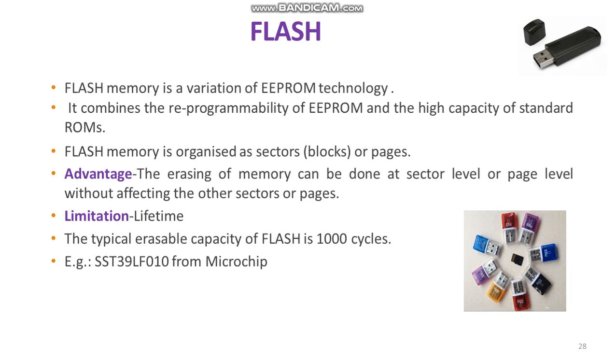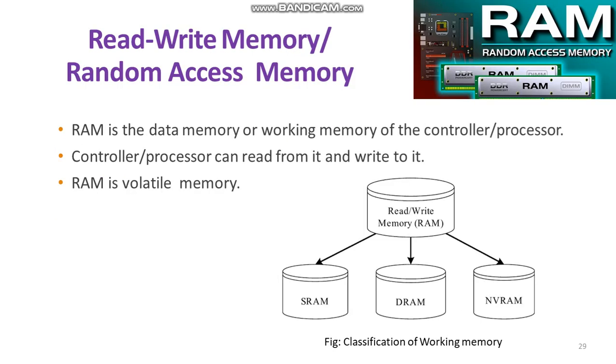The next concept is the random access memory, or read-write memory. It is classified into three types: SRAM, DRAM and NVRAM. The RAM is the data memory or working memory of the controller or the processor, from which it can read or to which it can write. RAM is volatile, that is, when the power is turned off, all the contents are destroyed. So let us see one by one the classification of this working memory: SRAM, DRAM and NVRAM.